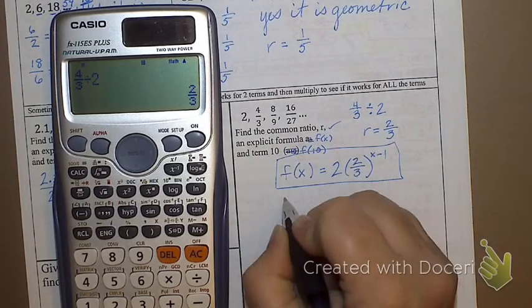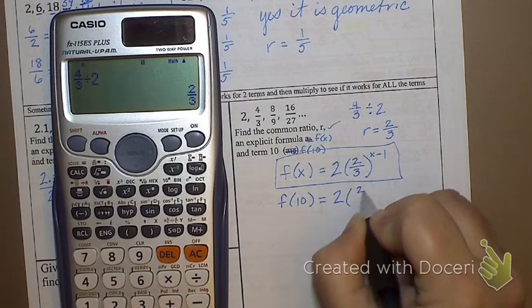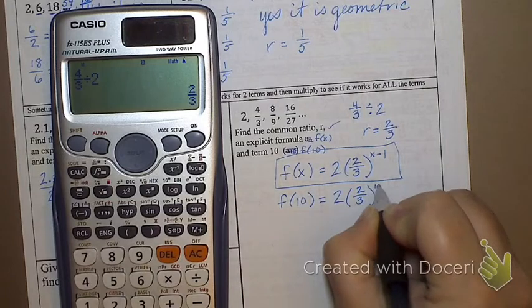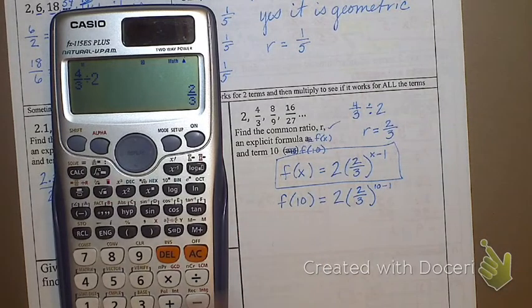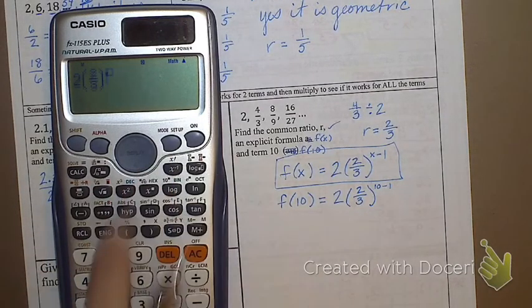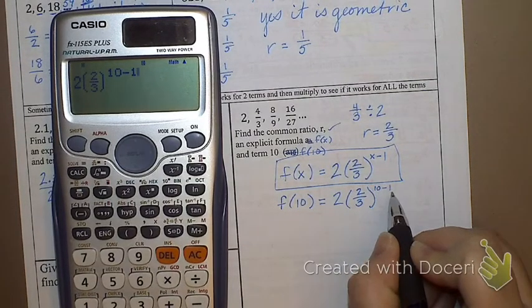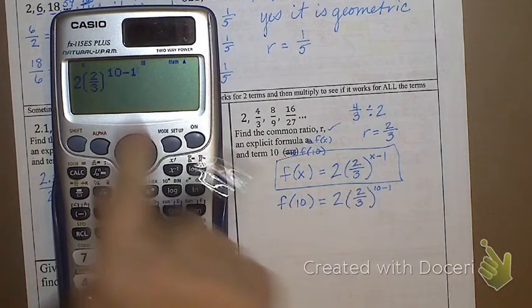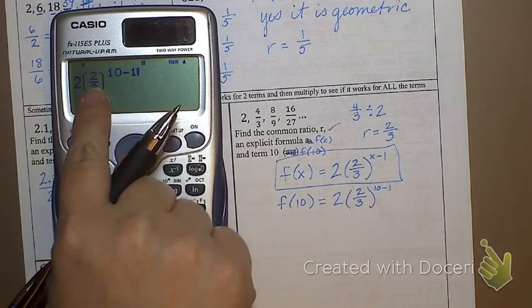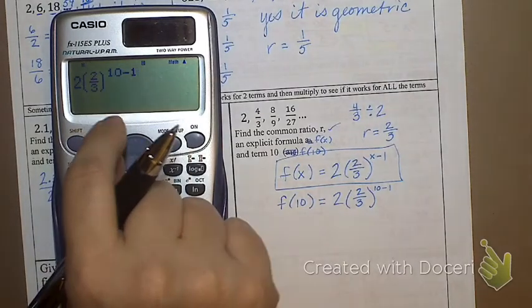Last thing I have to do, find f of 10, would be 2 times 2/3 to the 10 minus 1, which is 9, right? 2 times 2/3 to the 10 minus 1. If you are plugging in 10 minus 1 and your calculator does not go automatically to superscript, make sure you're putting that 10 minus 1 in parentheses. Okay?